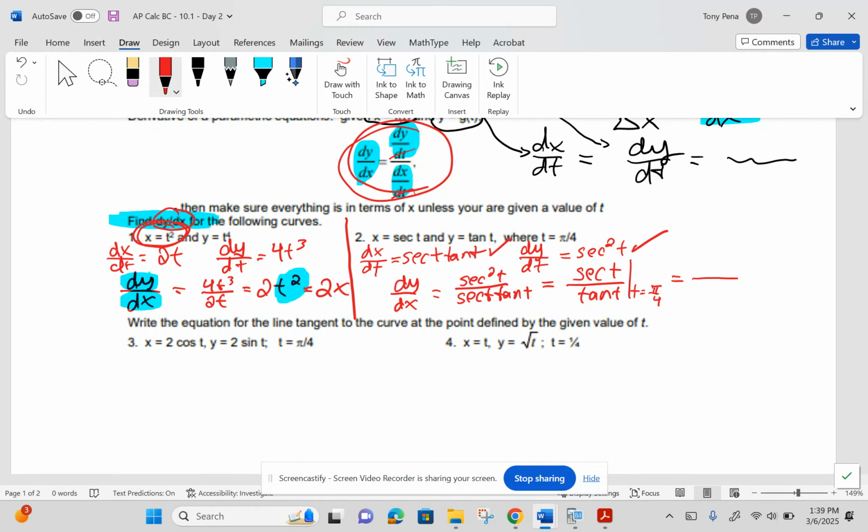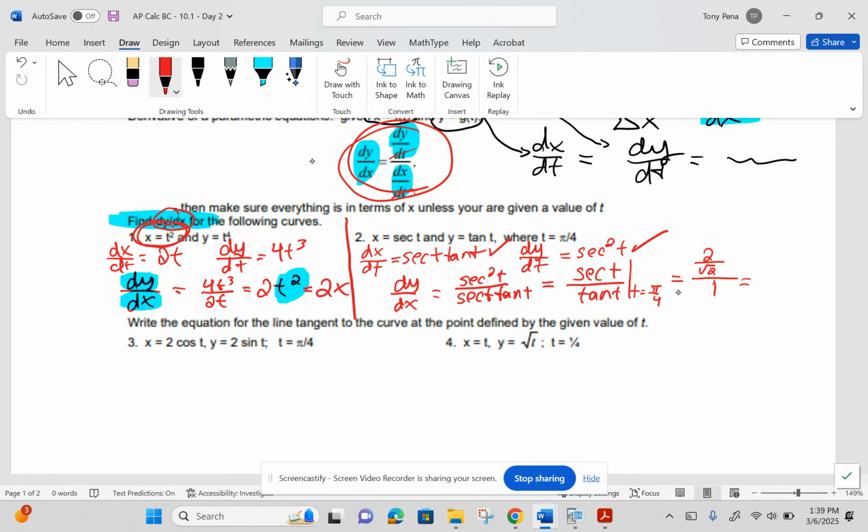All right, the denominator is the easy one. What is the tangent of pi over 4? 1. So our denominator is a 1. And then the secant is the reciprocal of cosine. What is the cosine of pi over 4? Root 2 over 2, and we want the reciprocal of that. So that would be 2 over root 2 divided by 1. And then, obviously, divided by 1, you just get 2 over root 2.